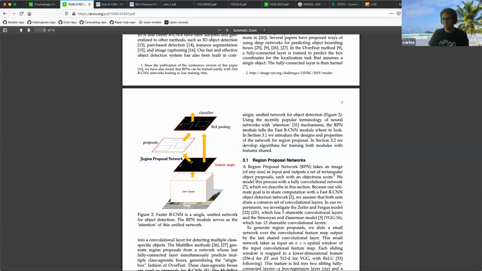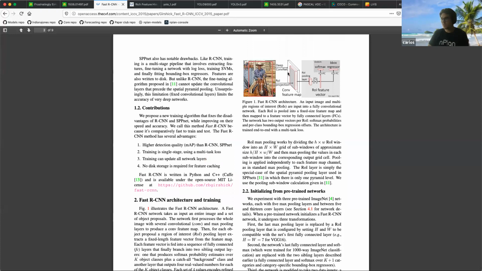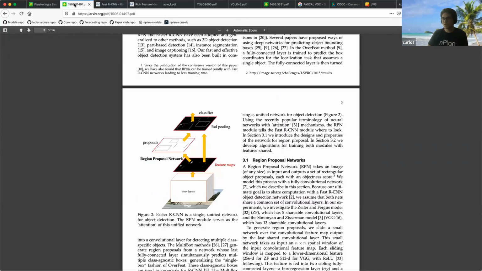And what the region proposal network is, if you remember from Fast RCNN, we have this convolutional layer here that produces convolutional features that will then be used to predict which objects are in there and where those objects are.